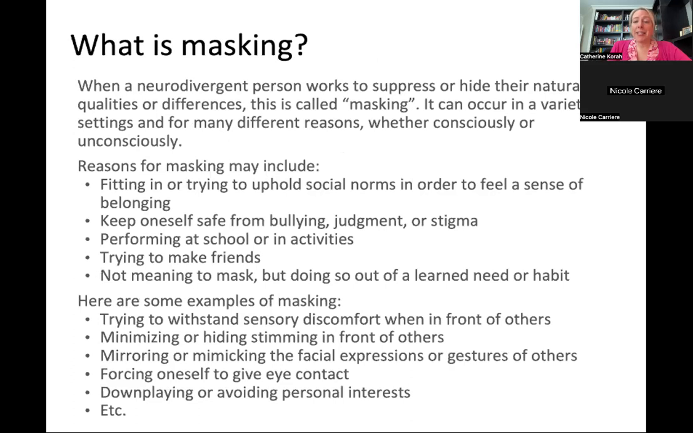Now, masking is another concept that is really important for me to discuss. And so what is masking? When a neurodivergent person works to suppress or hide their natural qualities or differences, this is called masking. It can occur in a variety of settings or for many different reasons, whether consciously or unconsciously. Reasons for masking may include fitting in or trying to uphold social norms in order to feel a sense of belonging. It may be to keep oneself safe from bullying, judgment, or stigma.